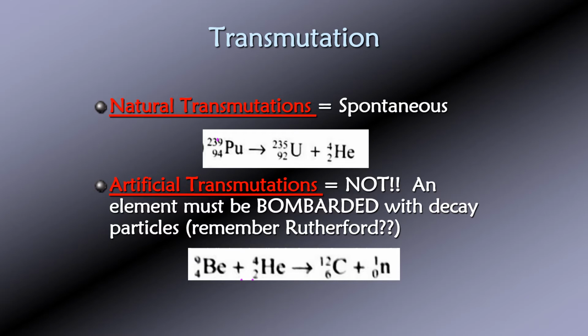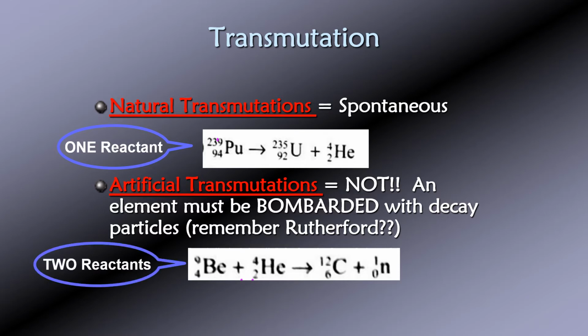So if you're ever given the equations for both natural and artificial transmutations, how can you differentiate between these two equations? Well, super simple. Just look at the number of reactants that you have. So natural transmutations are only going to have one reactant, which is your radioisotope. And then artificial transmutations are going to have two reactants. So one is your radioisotope, and the second one is the decay particle that you are bombarding that radioisotope with.